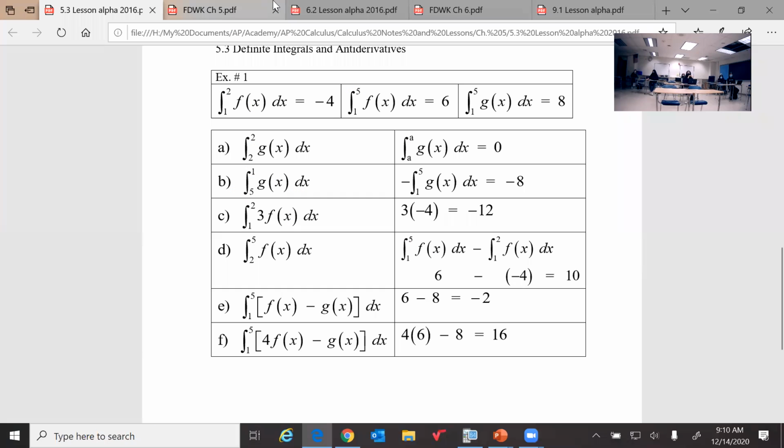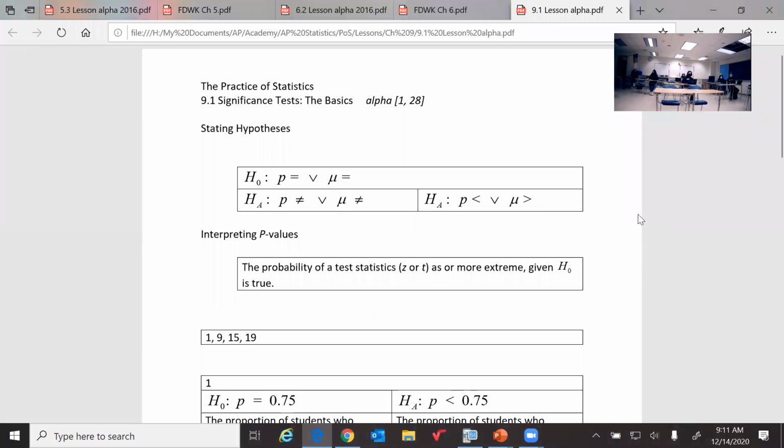So, we are moving to the PDF. We're telling you this: the null, p equals or mu equals, whether it's a proportion or a mean. The alternate is not equal, greater than, or less than. This is a two-tailed test or one-tailed test. And here's the definition of p-value: the probability that z or t is as extreme or more, by chance alone, given the null is true.